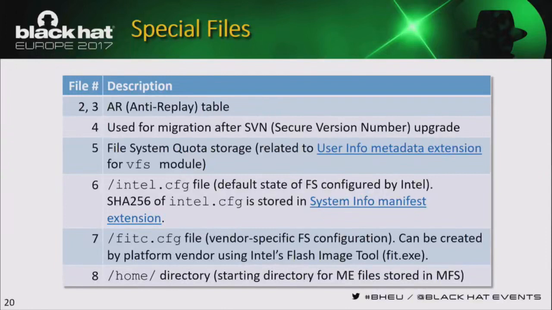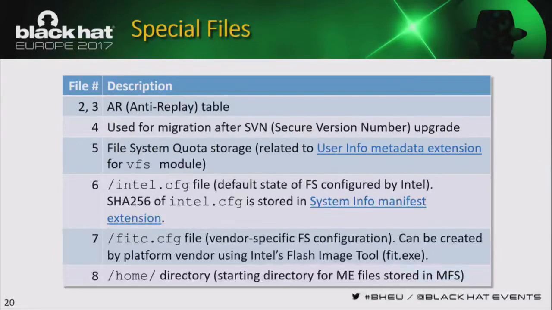They have two counters and two places to store a counter: one within the file metadata and another in the anti-replay table. And the counters should match. If they don't match, the file system is considered to be damaged. Also, there is file number 4, which is used to migrate data from the previous to the next SVN, secure version number. I will speak about that a little bit later.